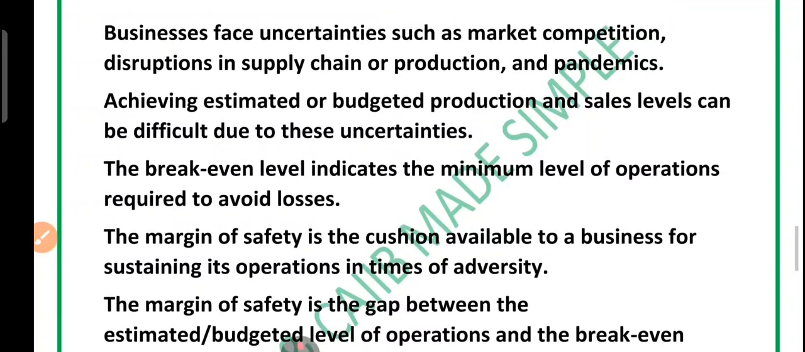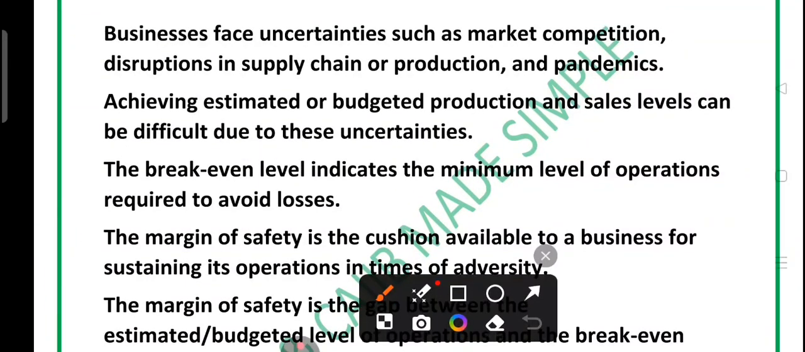So break even point simply tells us, that is what has been written here, right? These are the uncertainties that businesses face. So the break even point tells us the minimum level of sales, minimum level of production, which is needed to avoid the loss. If the company is operating below break even level, it is in loss. If it is above break even level, it is in profit.